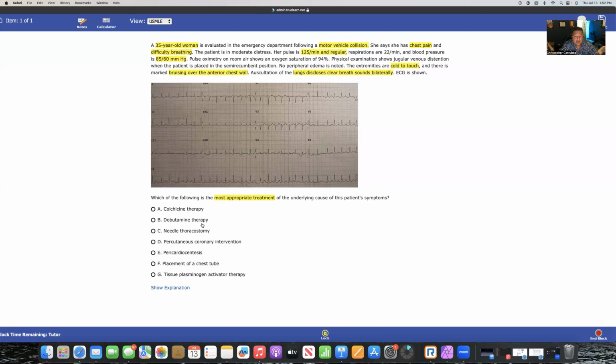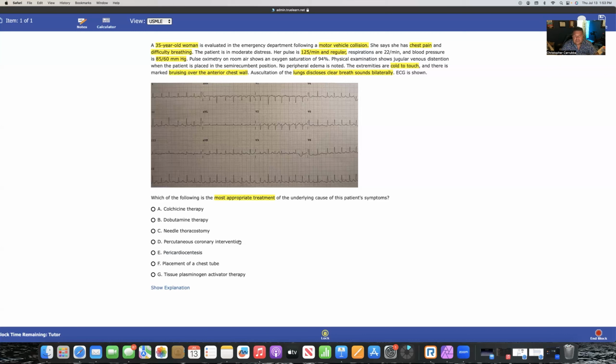Looking at answer choices C and F, which we're able to kind of group as treating a pneumothorax, we know that that's going to be wrong because we have clear breath sounds bilaterally. So that detail is what really tells us that that's not the direction this needs to go.